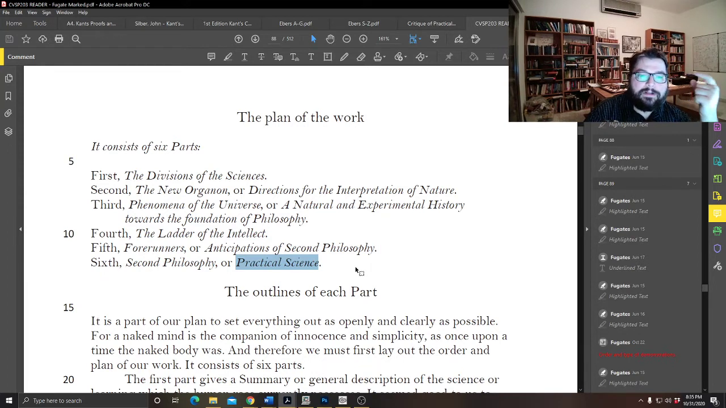Well, first of all, the title comes from the distinction between first philosophy. That's how the traditional philosophers talked about metaphysics, first philosophy, right? And everything else was second philosophy. Here, Bacon is using the idea of first philosophy for the first knowledge gained from induction, and second philosophy for the practical fruits and the practical application of that knowledge. So it's about arts.